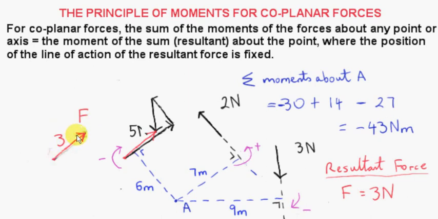Well, here we apply the principle of moments, so I'll just read through the statement of the principle of moments. For coplanar forces, the sum of the moments of the forces about any point or axis is equal to the sum of the moment of the sum or resultant about the point, where the position of the line of action of the resultant force is fixed. So that means that it doesn't matter what point we take. I've taken this point down here, but we could have taken a different point and got the sum of the moments of the 3 forces about this point. We would get a different answer from minus 43. But if we proceed with applying the principle of moments, the line of action of the resultant forces will be the same. So it doesn't actually matter what point we use. So there's nothing special about this point A. I could have used any point.